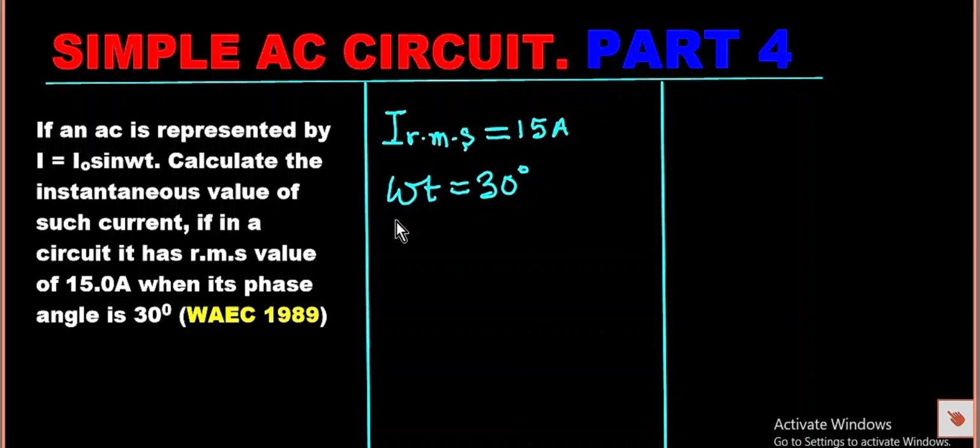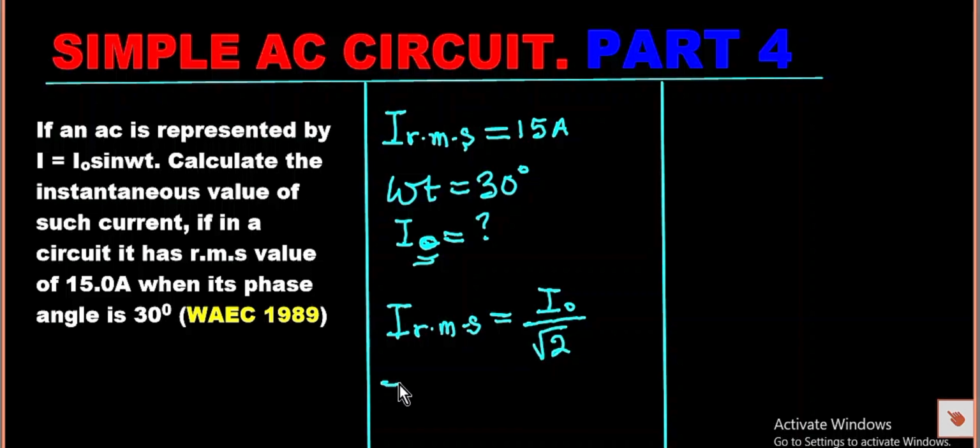But the only thing I do not know in this case is the peak value of this current. Since I know the root mean square value, I can find the peak value, because the root mean square value of the current is equal to the peak current divided by root 2.